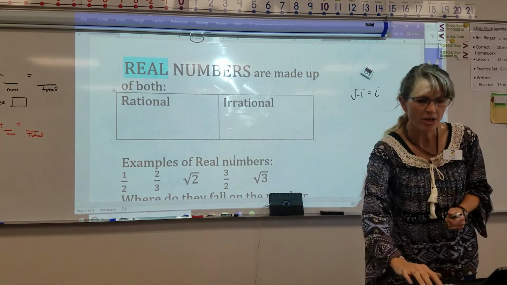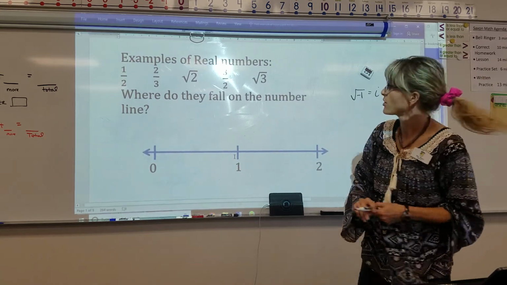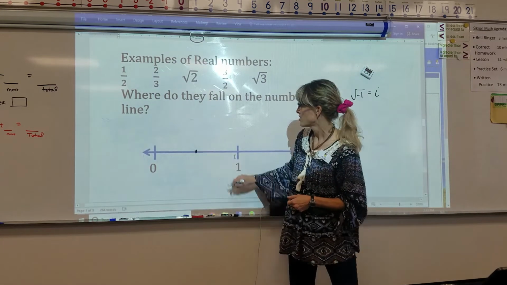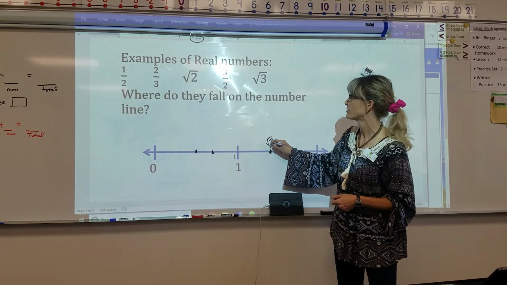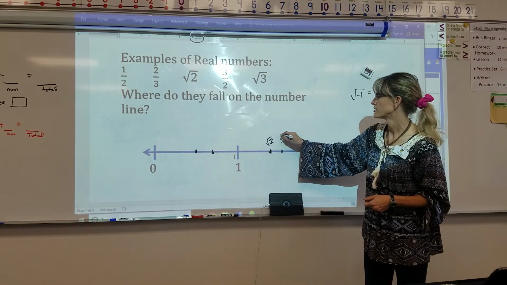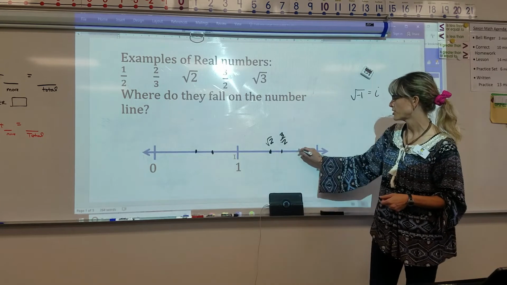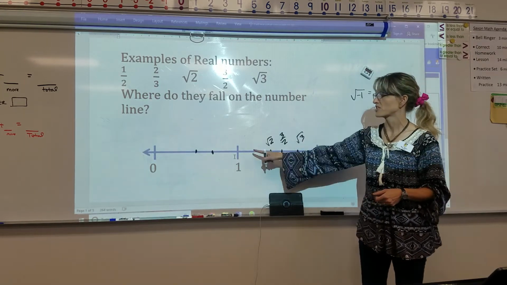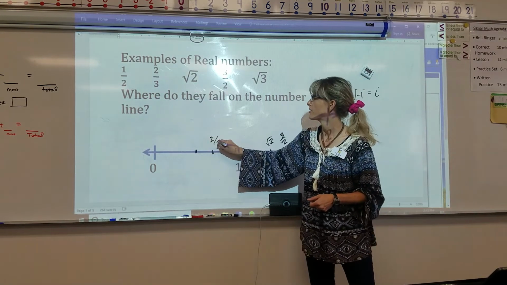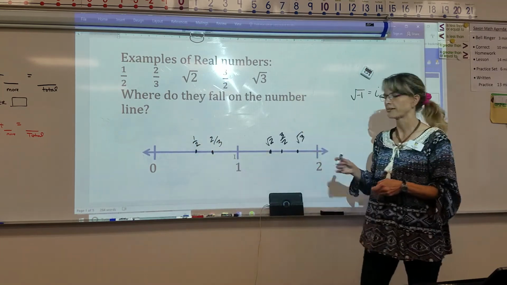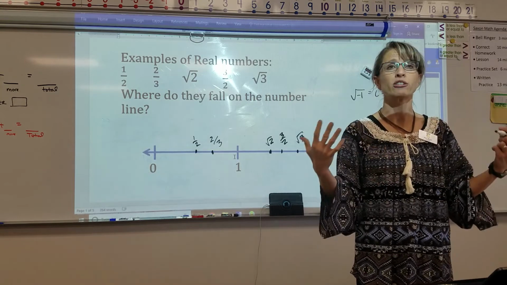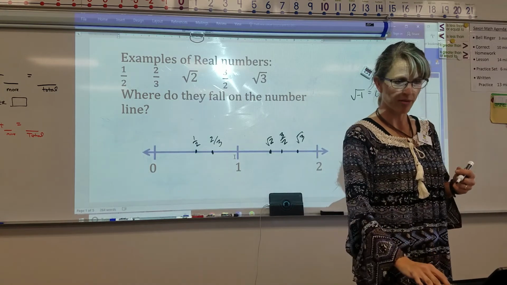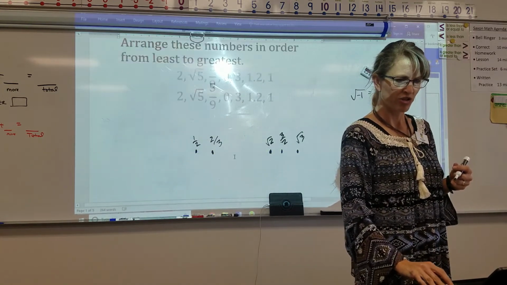Okay, so real numbers can all go on a graph. So here's the real number, 1/2, it goes here. 2/3 would go here. Square root 2, we said, was about right there, right? 3/2 would be right here. And root 3 would go about here, right? They all have a spot. They all have a value on our number line. And so we could take a list like that and order them least to greatest by figuring out their decimal and placing them on our number line. So I'm going to trust you guys can do that.